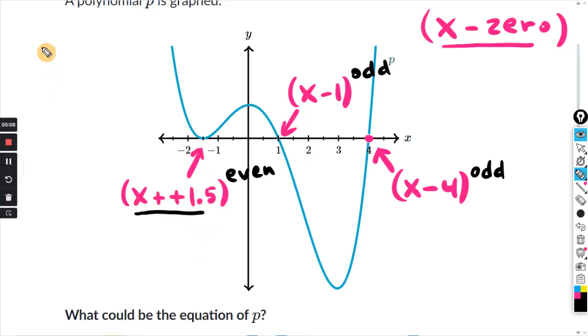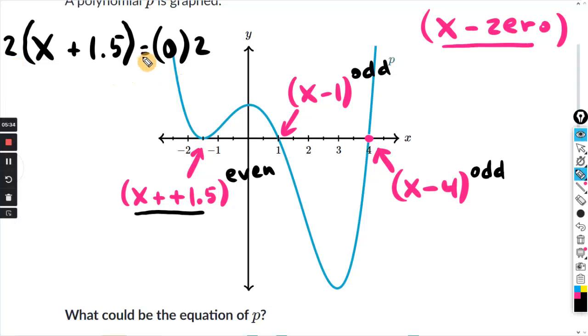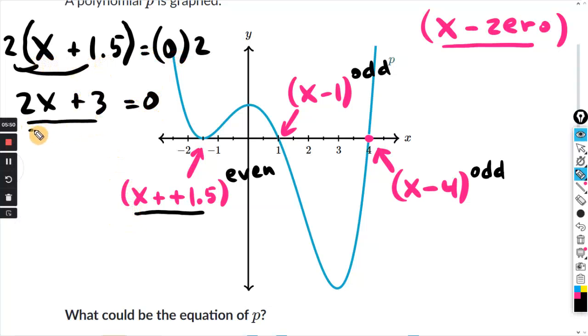So if we have x plus 1.5 equal to 0, what can we multiply on both sides of the equal sign to get rid of the 0.5? Well, if we multiply this by 2, we'll have 3. So that would work. On the left-hand side, I'm going to multiply it by 2, and on the right-hand side, I'm going to multiply it by 2. I'm doing the same thing to both sides of the equal sign. Distributing, 2 times x is 2x, 2 times 1.5 is 3, and 0 times 2 is 0. So instead of x plus 1.5, we're going to use 2x plus 3. In either equation, we would get the same zero, negative 1.5. So this is really the same as this in terms of the zeros.